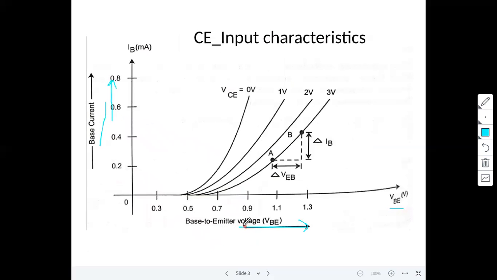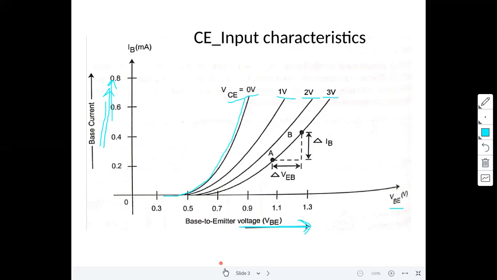Observe here. This is the base to emitter voltage VBE. This is the input current IB, and these are different values of output voltages. VC is equal to 0 volts, VC is equal to 1 volt, VC is equal to 2 volts, VC is equal to 3 volts, and so on. This is nothing but a diode characteristics.